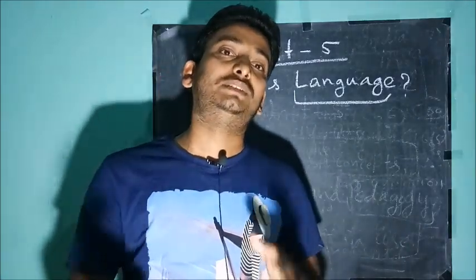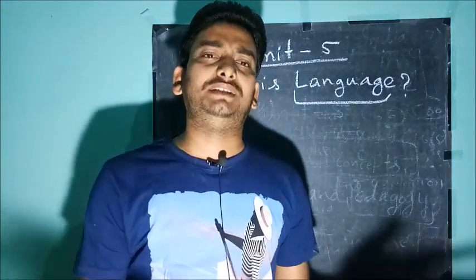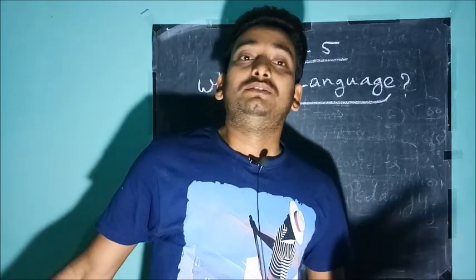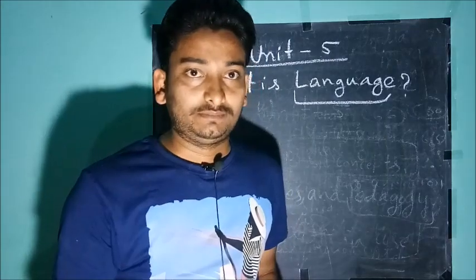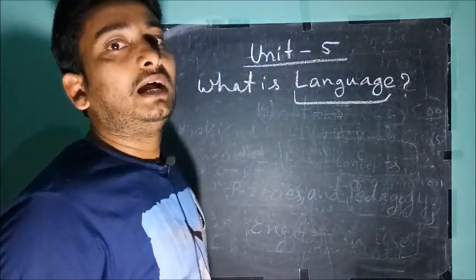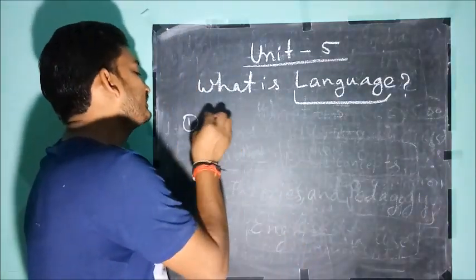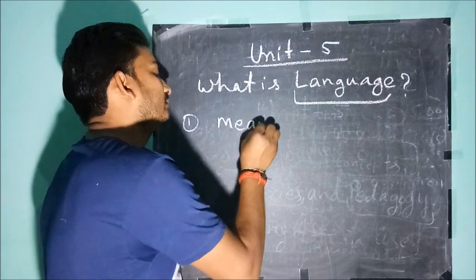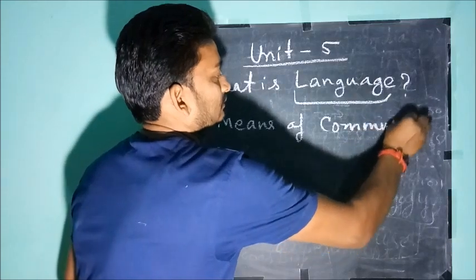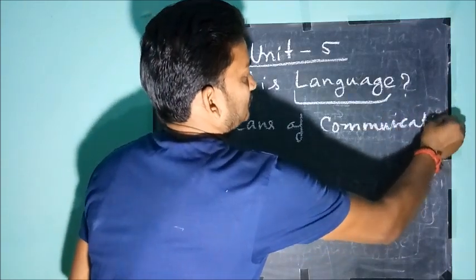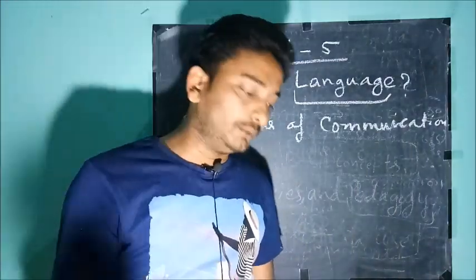It is made of a set of symbols. It is vocal. It is human, and so many things. So here are 9 characteristics of language that we have to understand. Note them down one by one and understand them. The first characteristic is that language is a means of communication.